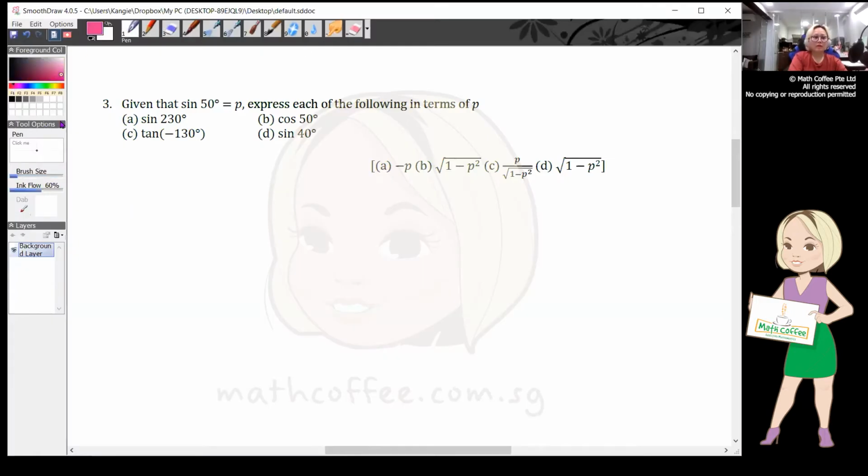Question 3 is also testing the concept. The only difference is it's not a number, it's an alphabet. It's fine because they mentioned to express it in terms of P. So first, sine 50 degrees, I'll put it as P over 1. This one I can draw out the triangle. Because this is not an alphabet, you can put 50 degrees here already. So this is O over H, so this is P and this is H. Then Pythagoras theorem tells me that this is the square root of 1 squared minus P squared. Now I have all three sides in terms of P, so I'm ready to answer the question.